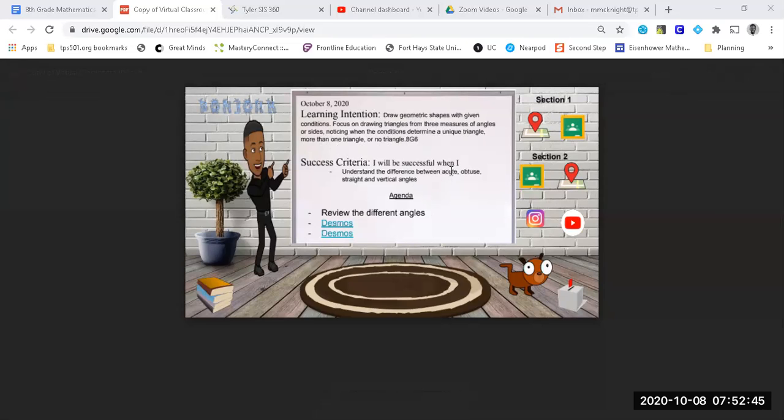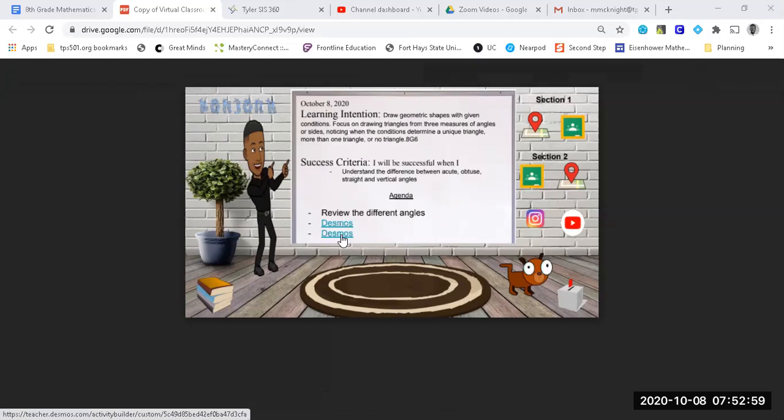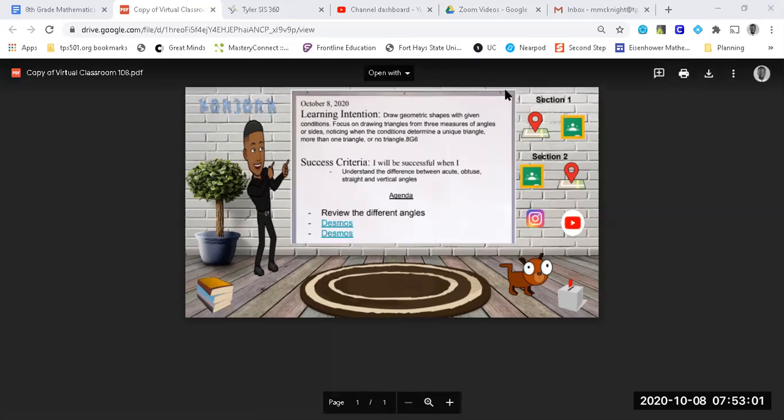types of angles first. We're looking at acute angles, obtuse angles, straight angles, and vertical angles. We kind of mentioned that before, but we're going to look it over again. All right. And then after that, we'll go through 2 Desmos activities. So I'm going to pull up my whiteboard on here. And the first thing we're going to look at is acute angles.